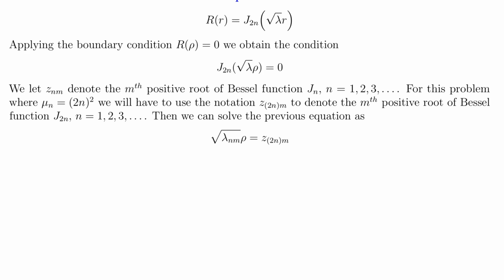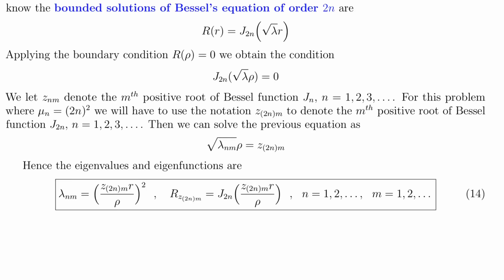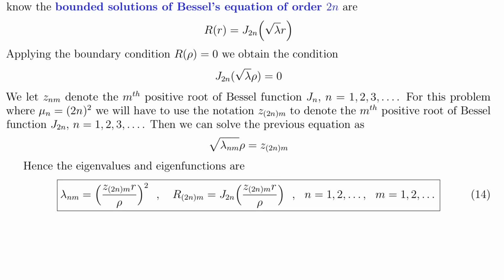So we can solve the previous equation by setting the square root of lambda sub nm rho equal to z sub 2nm. We need to put double subscripts on lambda because z has double subscripts. Hence, the eigenvalues, lambda nm, are given in equation 14 here in terms of the z's, and the eigenfunctions R sub 2nm are given in terms of the Bessel functions.